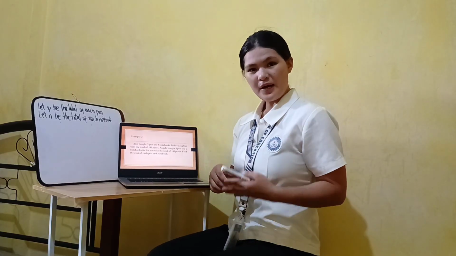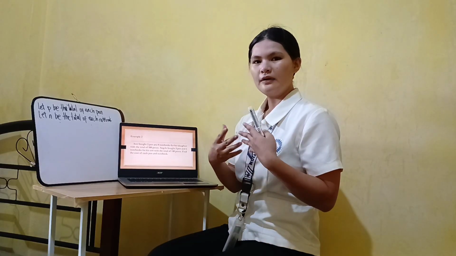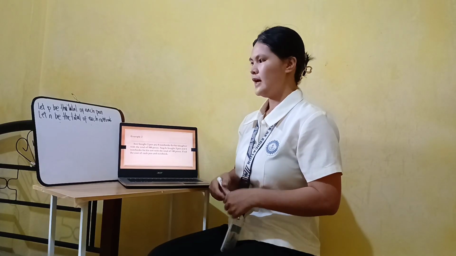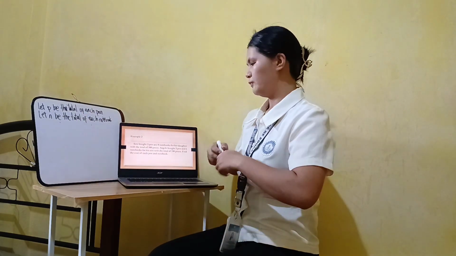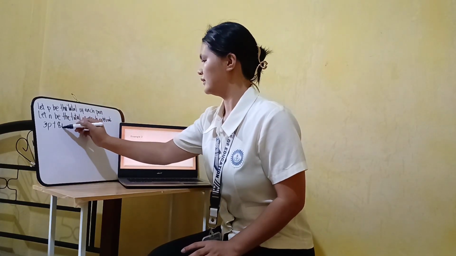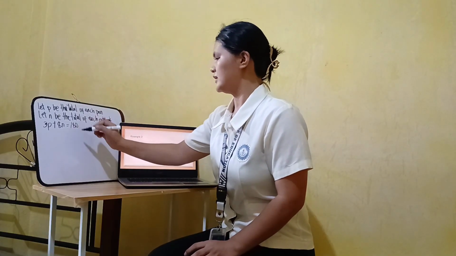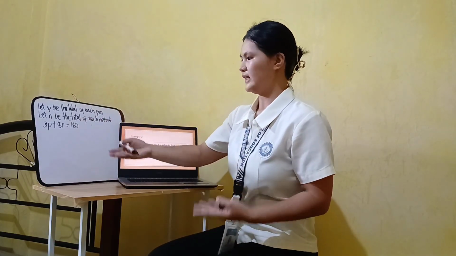So, same process with the example number 1 na kung saan we're going to determine the variable first. So we will let P be the total of each pen and let N be the total of each notebook. So let's formulate our equation. 3P plus 8N is equal to 180, which is the total kung magkano binili ni auntie yung 3 pen and 8 notebook.